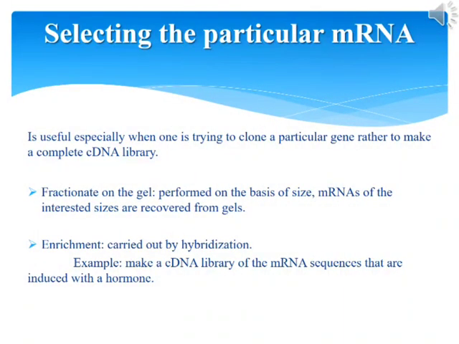The next step is selecting the particular mRNA from a particular cell or tissue. It is done when we are trying to clone a particular gene rather than make a complete cDNA library. Here also two methods can be used. Either we can fractionate the mRNAs on the gel, where the mRNAs will be separated on the basis of size, from which the mRNA of interest size are recovered, or an enrichment method can be used, which is carried out by hybridization. For example, making of a cDNA library of the mRNA sequences that are induced with a hormone.